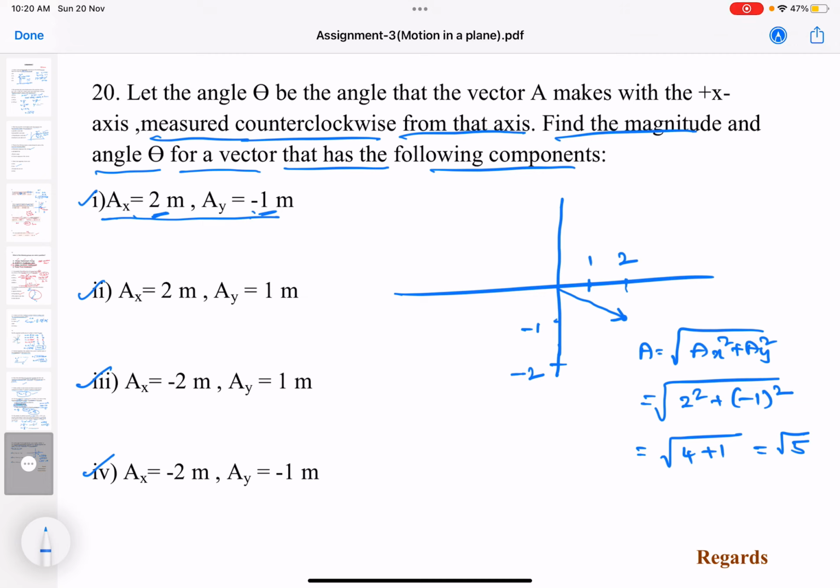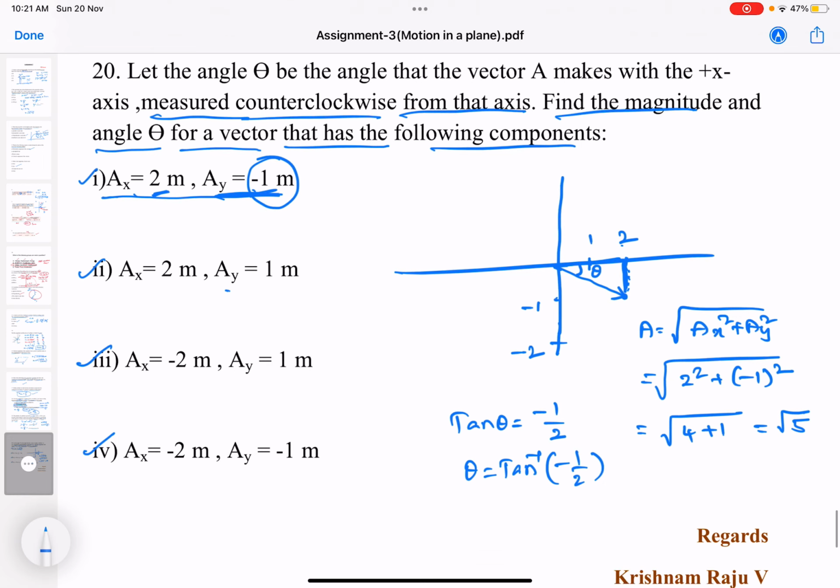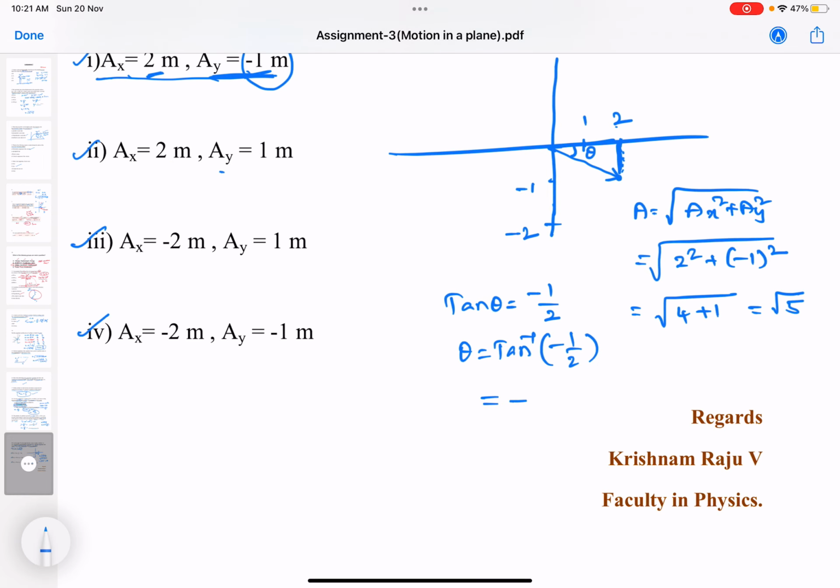Okay, next we need to find out the angle. Here Ay is always opposite to the angle, so you will get theta. Tan theta is equal to opposite side by adjacent side. Opposite side is how much? Minus 1. By adjacent side, which is 2. Minus 1 by 2. By solving this, you will get the angle, tan inverse of minus 1 by 2. You will get some value here.